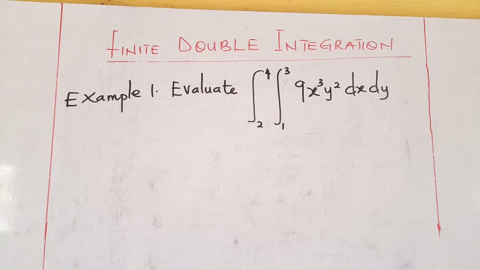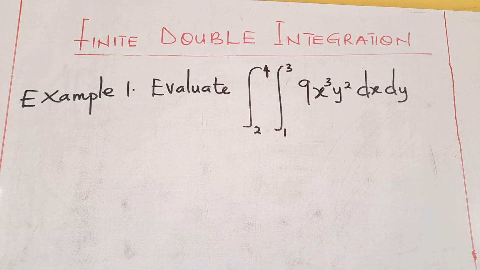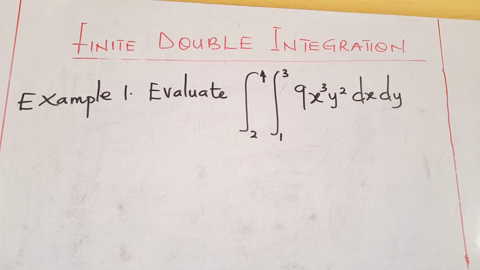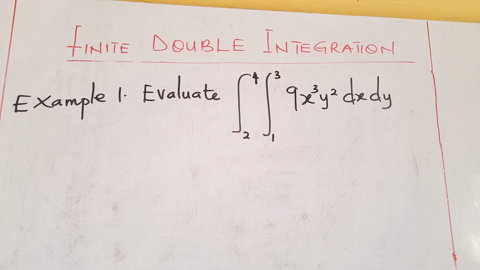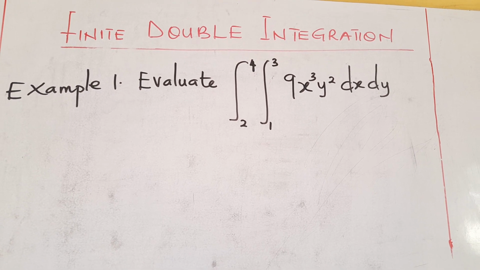So let's see our first problem. They say we should evaluate the integral from 2 to 4, the integral from 1 to 3 of the function 9x cubed y squared dx dy. So how do we do that?